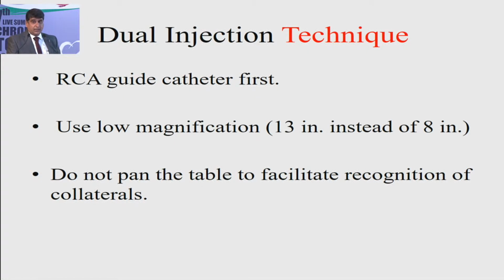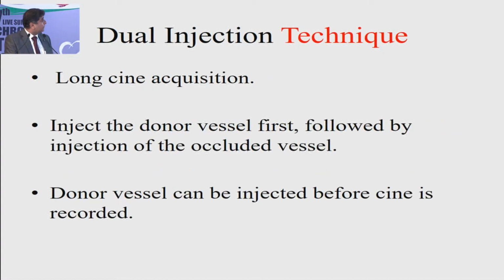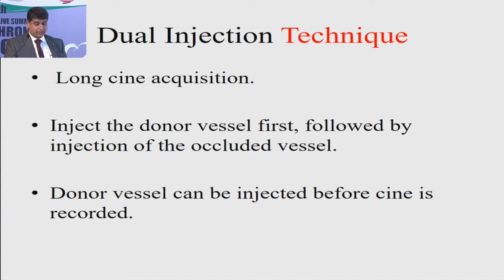It's again suggested that the right coronary is engaged ahead of the left coronary, so that torquing the right coronary artery goes unimpeded. Also use low magnification so that the entire coronary tree is assessed when the injections are taken, and try not to pan the table, to facilitate recognition of collaterals. Obtain a long cine acquisition so that you will see what comes in late, as in a branch or a collateral, so that you have the anatomy in full. Inject the donor vessel first, followed by the injection of the occluded vessel, and the donor vessel can be injected before the cine is recorded if the area of interest is the collateral circulation.